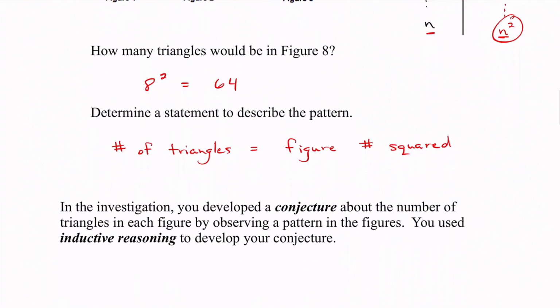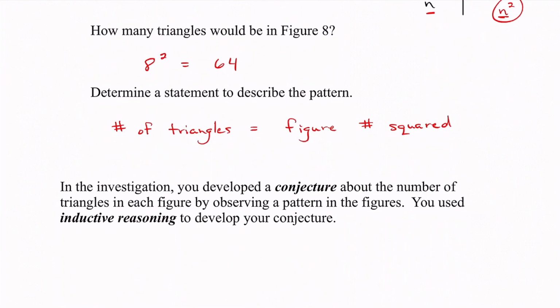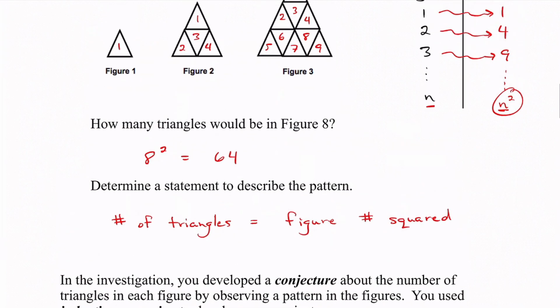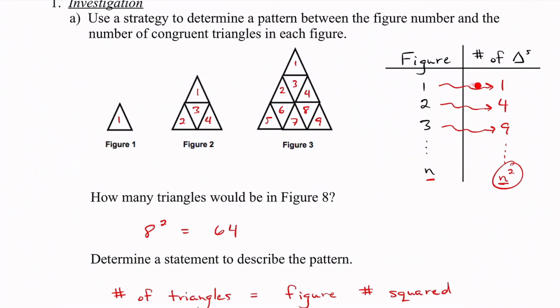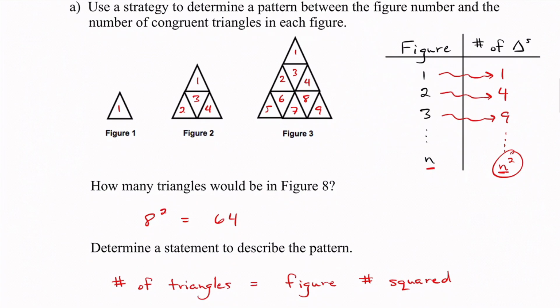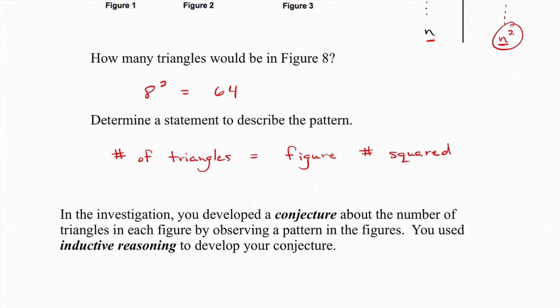So at the bottom here now it says, in the investigation we developed a conjecture. So that word conjecture, we're going to see the definition for it. You might have heard of it before though. So we developed a conjecture about the number of triangles in each figure by observing patterns in figures. So we looked at a few of these, we noticed how it was going from one to the other, and then we came up with our own way of how we thought it was going to happen. Then it says you used inductive reasoning to develop your conjecture, and we're going to see the definition for that as well on the next page.